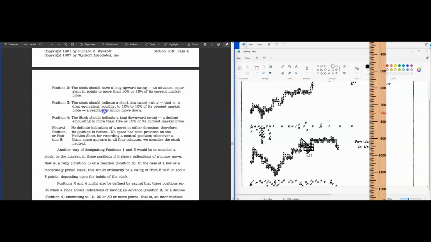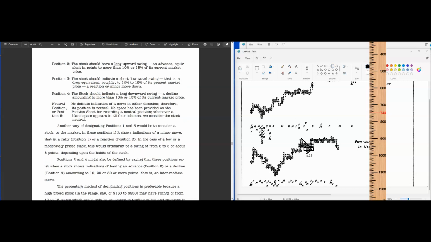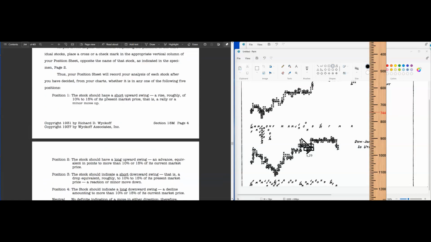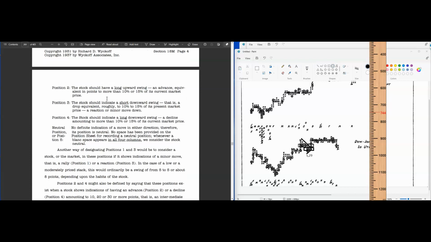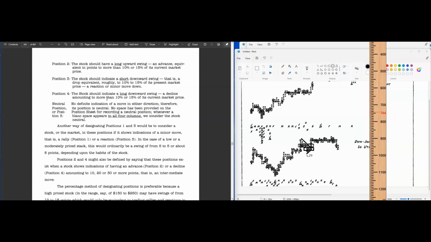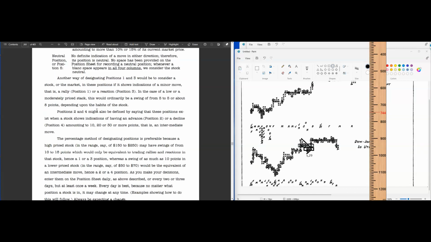Position 3, a small move down. Position 4, big move down. All right, so let's just go through it again. Position 1 and 2 are bullish, but position 1 is a small move. Position 2 is a big move. Position 3 and 4 are bearish, but position 3 is a small move, and position 4 is a big move. And then finally, neutral position, well, is nothing. You can't tell nothing. All right.